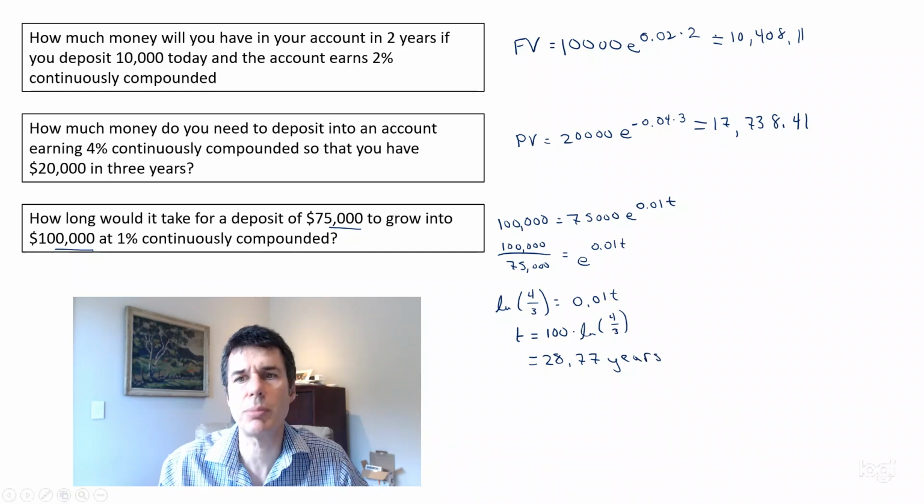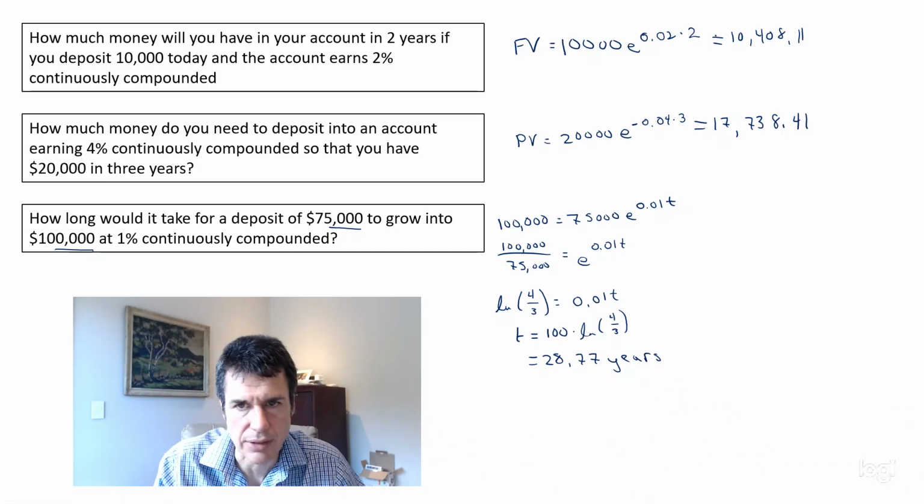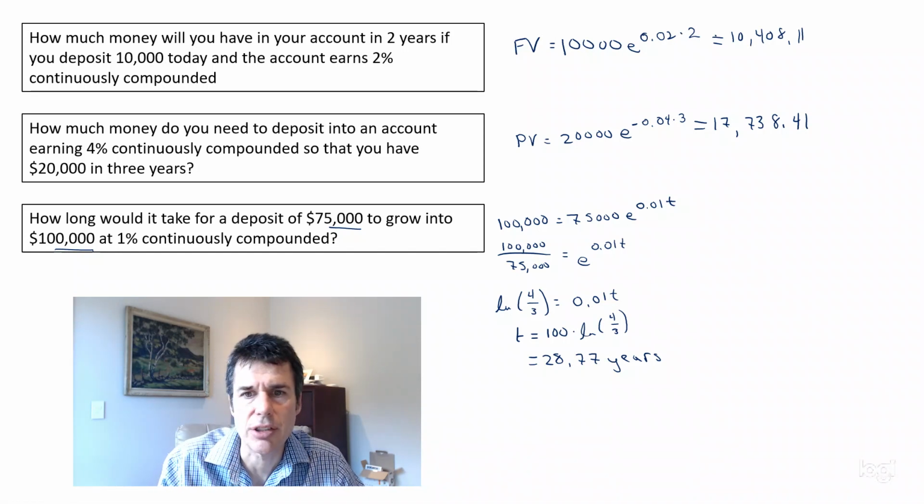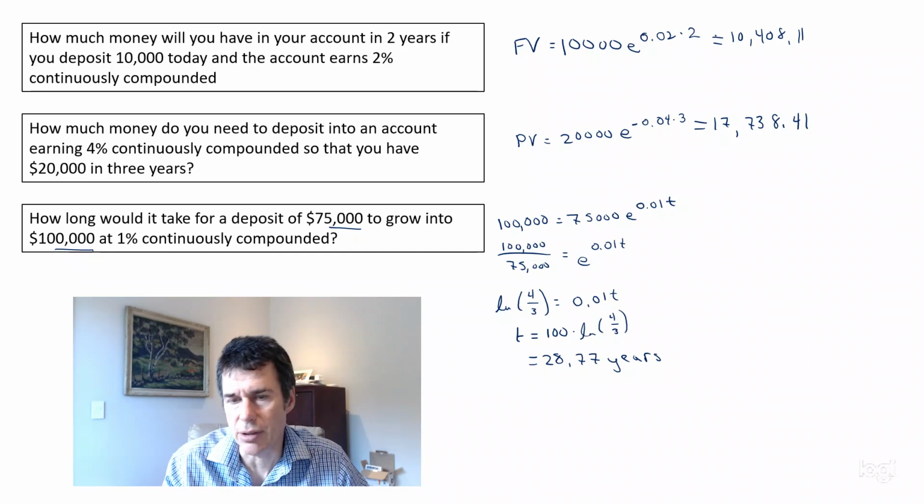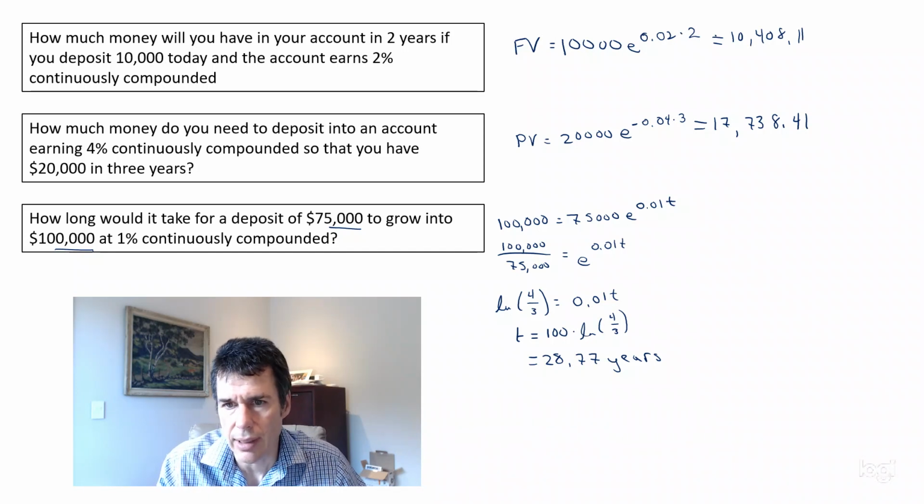Now I would expect you to be able to both calculate future values and present values, but also manipulate these equations so you can find either interest rates or the time to grow or discount money, the time to grow money from, say, $75,000 to $100,000.